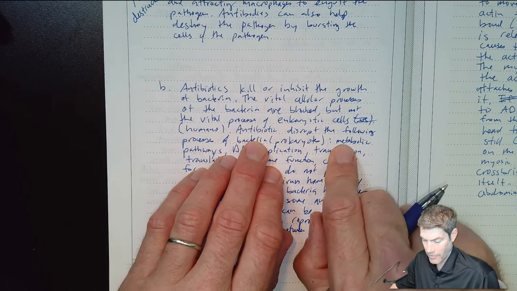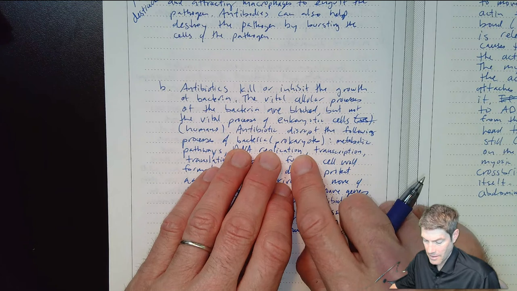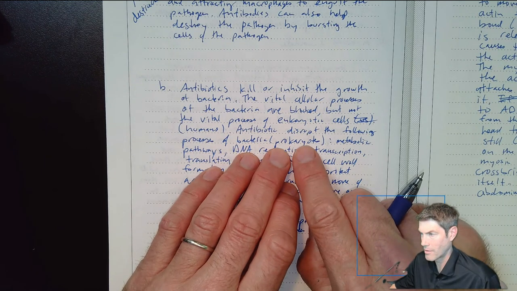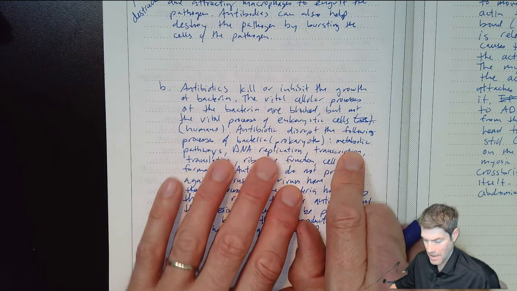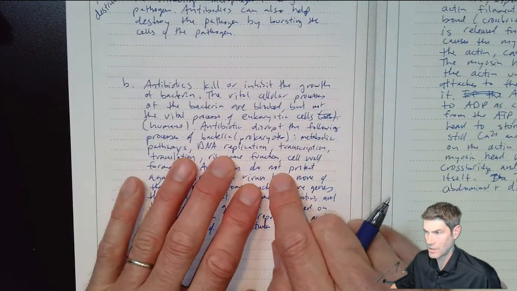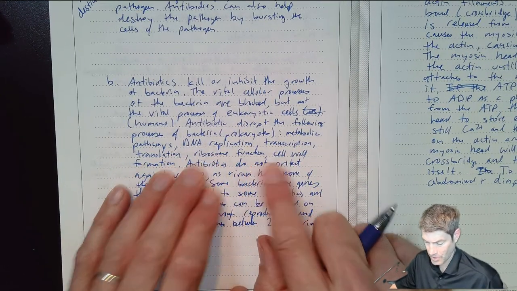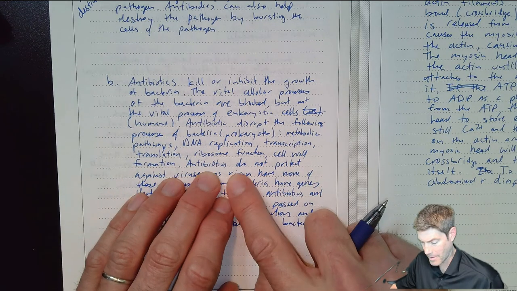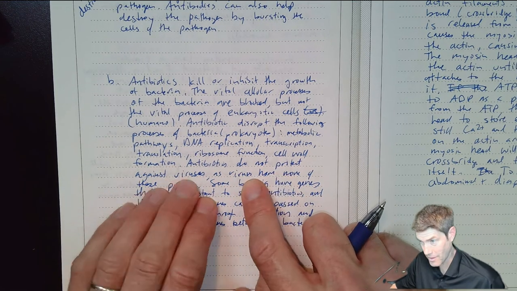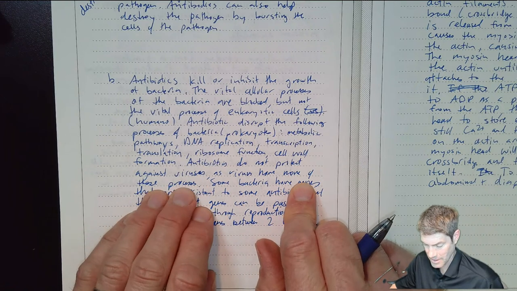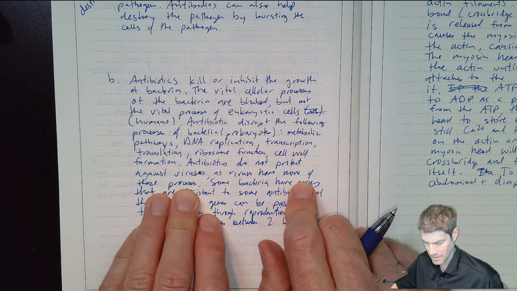Antibiotics disrupt the following processes of bacteria, aka prokaryotes: the metabolic pathways, DNA replication, transcription, translation, ribosome function, and cell wall formation. Antibiotics do not protect against viruses, as viruses have none of these processes. Remember, they live off host cells.